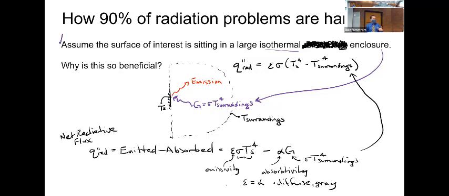So I want to convince you of the first assumption, and then on Monday we'll talk about what a diffuse and gray surface is, right? And when we get to make this assumption that epsilon is equal to alpha, and when we won't be able to, because there'll be situations where we can't. But this is the big one, okay? Because it takes, and hopefully I've tried to convince you, right? It takes a super complicated problem and it makes it really, really simple.